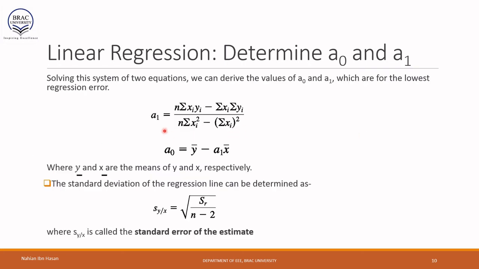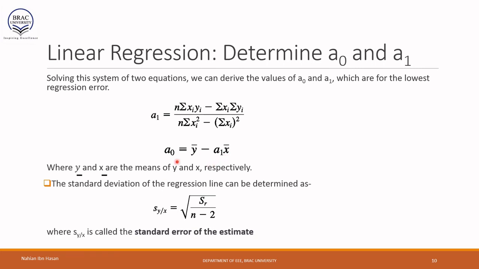If we solve these two equations through elimination or substitution, we can find that a1 is this term. It is just simple algebraic manipulation. So we can find a1 in this way, and then a0 can also be found from these two equations, which is y bar minus a1 times x bar. Y bar is the mean or the average of the y values, and x bar is the mean or the average of the x values. So these are the mean values of the x and y points that we are given.